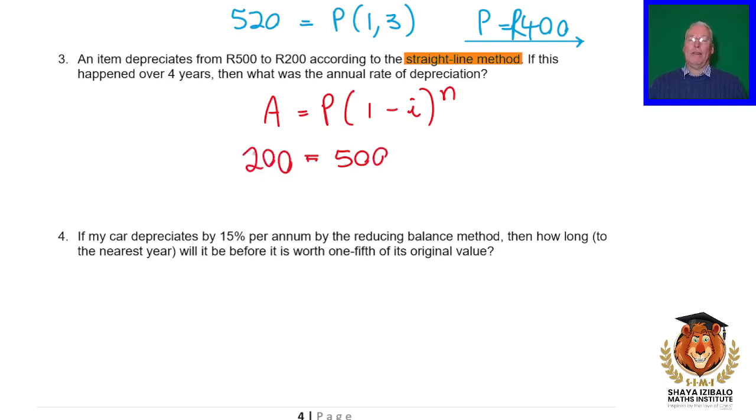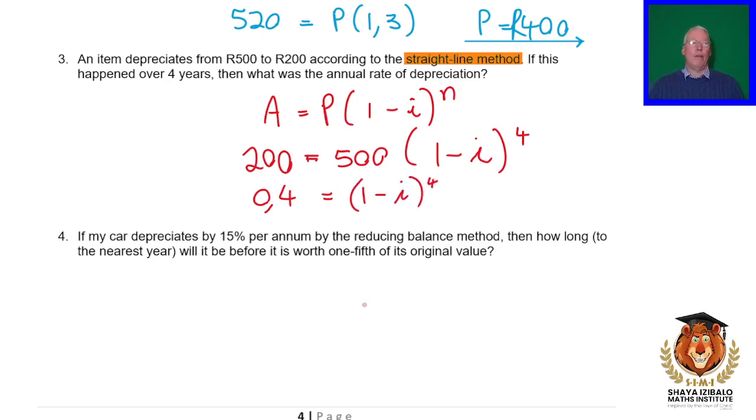Remember, depreciation, our A value is less than our P value. We don't know the annual rate of depreciation. That's what we're trying to find. And we know that this is over 4 years. How many variables are left here? Only one. Just one. All right, what should we do to both sides to solve this? Well, let's divide both sides by 500. 200 divided by 500 is just 2 divided by 5. It's just 0,4. And this is equal to 1 minus I to the power of 4.